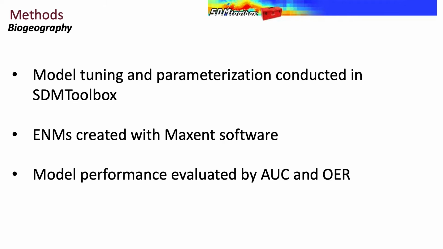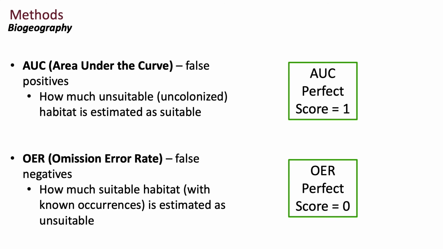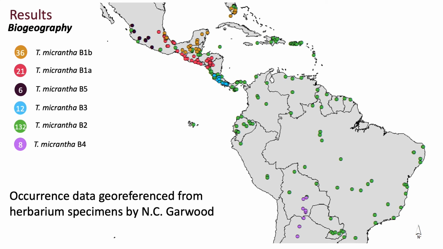And then models were tuned and parameterized in SDM Toolbox. And the ecological niche models were created with Maxent software, and model performance was evaluated using the omission error rate, the OER, and AUC, which is the area under the curve. And you don't need to worry about those definitions much, but what this tells us with the AUC is it tells us false positives. So how much unsuitable or uncolonized habitat, so habitat where we don't have occurrence data, is estimated as suitable. And a perfect score for AUC is 1. So we want scores that are close to 1. And then for the omission error rate, this is our indication of false negatives. So how much suitable habitat where we have known occurrences is estimated as unsuitable. And we want that score to be close to 0.